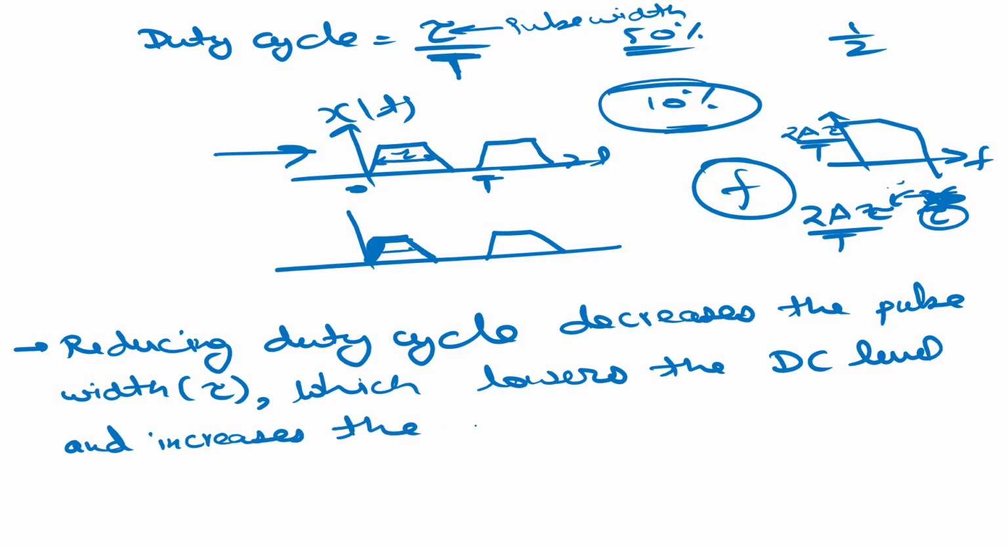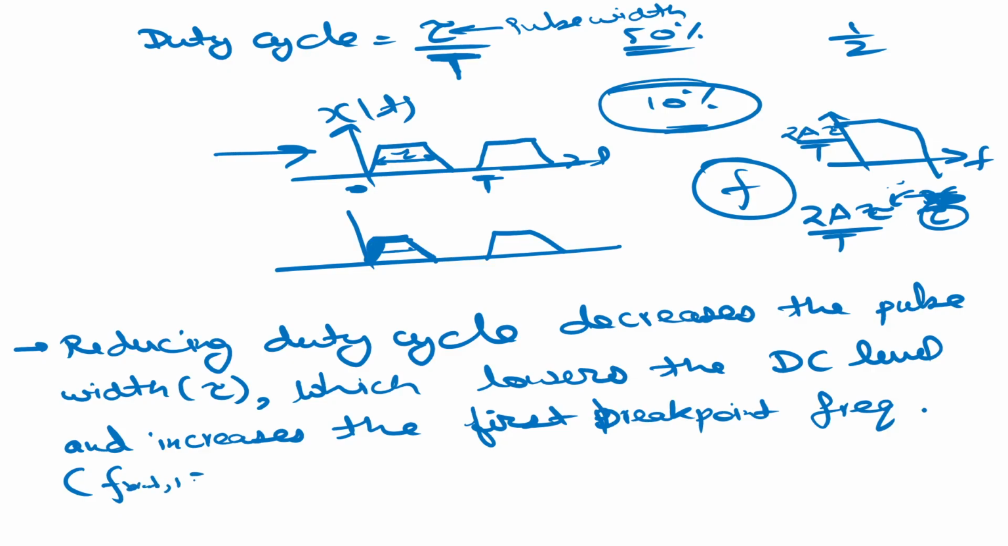Increases the first breakpoint frequency. So the first breakpoint frequency is given by 1 by pi tau. And the second breakpoint frequency, attenuation remains governed by the rise time and they are unaffected.